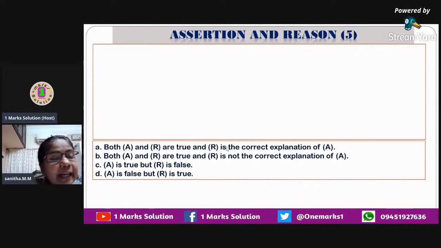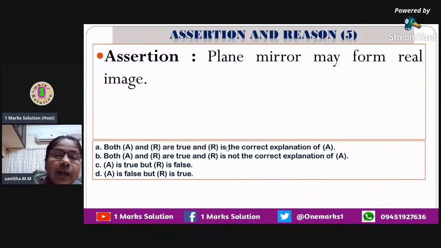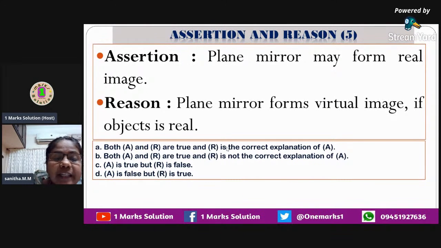Now we can go for the next one, the fifth one. Plane mirror may form real image. When can we say the plane mirror may form a real image? If the object is virtual, this sentence is correct. Now we can see the reason: plane mirror forms virtual image if the object is real. That is also correct, isn't it?